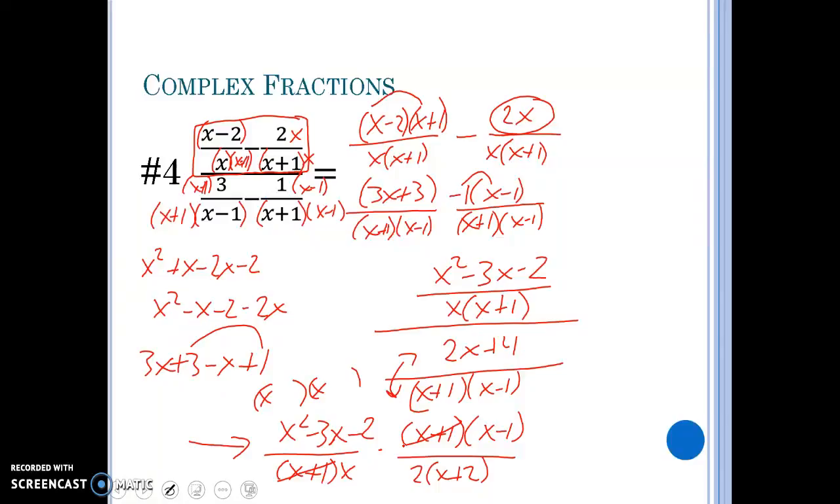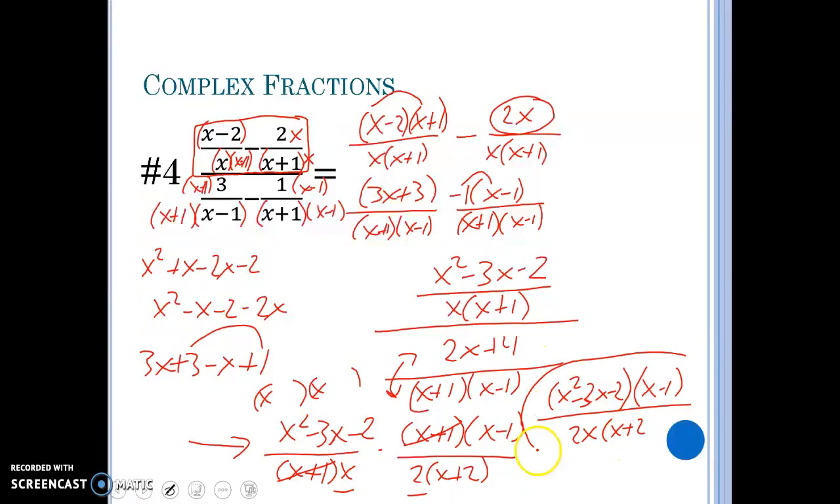So in factored form, I'm going to have x squared minus 3x minus 2 times x minus 1. That's the numerator. The denominator is going to be 2 times the x times x plus 2. And that's as simple as I can make it.